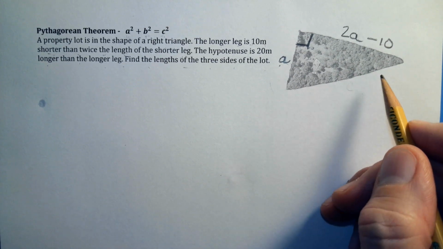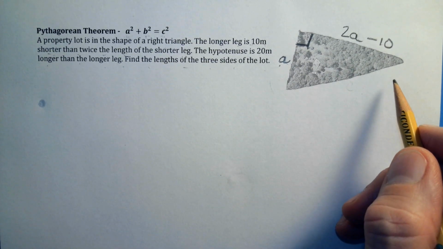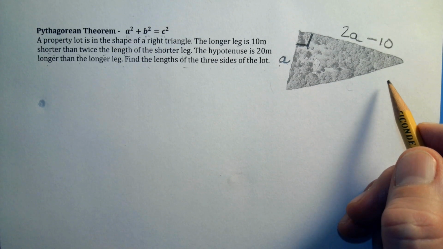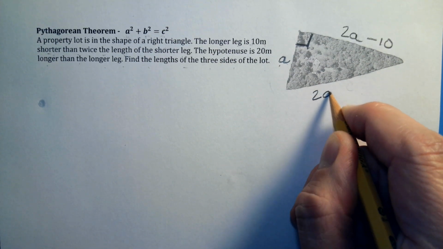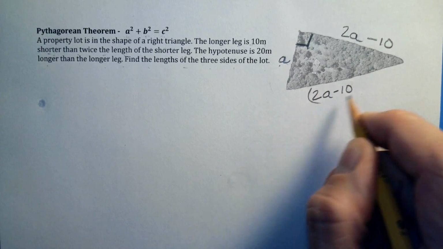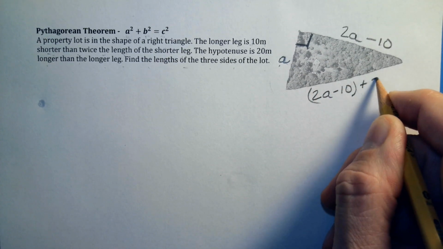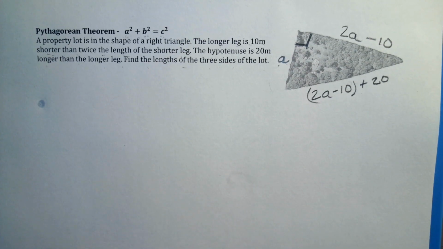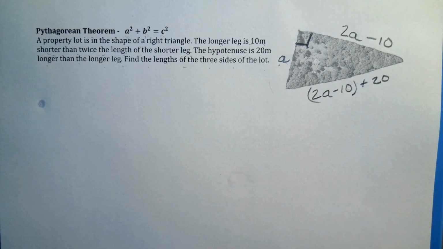And then the hypotenuse is 20 meters longer than the longer leg. So we have 2A minus 10, that's the longer leg, and it's 20 more than that. Now I'll simplify that when I write it all out.